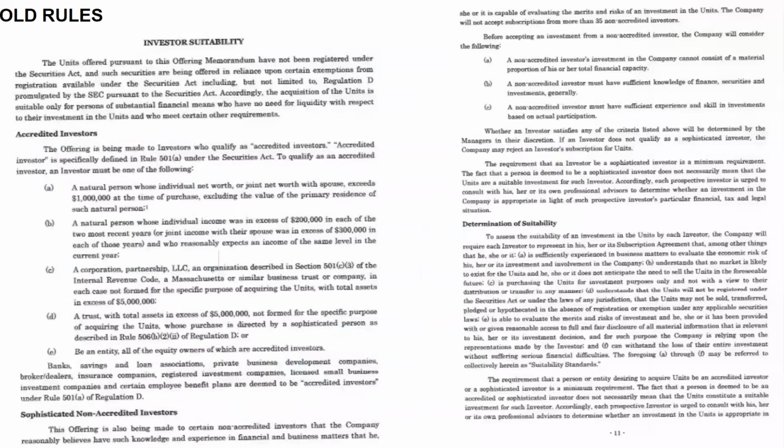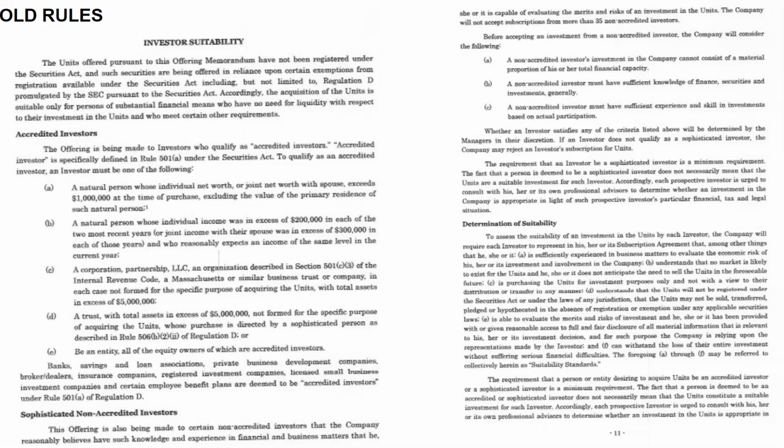Right here, you can see on the left-hand side, under accredited investors, those who qualify as accredited are specifically defined in Rule 501(a) under the Securities Act. To qualify as accredited, you're a natural person. I call it the 1, 2, 3 rule, but there are more rules, of course. Under the 1, 2, 3 rule, if you can check any of these boxes, you qualify as accredited.